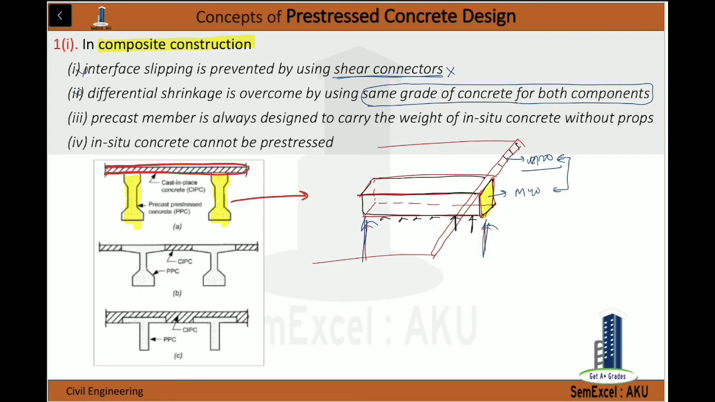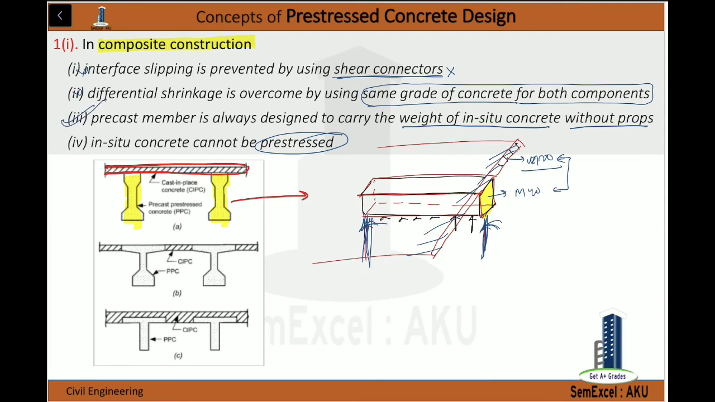Third is precast member is always designed to carry the weight of in situ concrete without props. Yes, this is the correct option. Why? Because if we do not have a prop at both locations, here and here, then we have to design for the load of this in situ concrete, meaning this slab, on the precast beam. Fourth is in situ concrete cannot be pre-stressed. Yes, we can pre-stress the in situ concrete, meaning this slab, but generally we do not do it. So here the third option is the correct option.